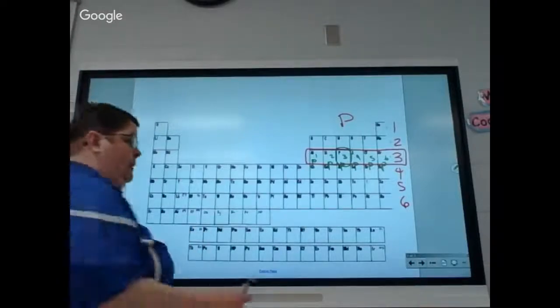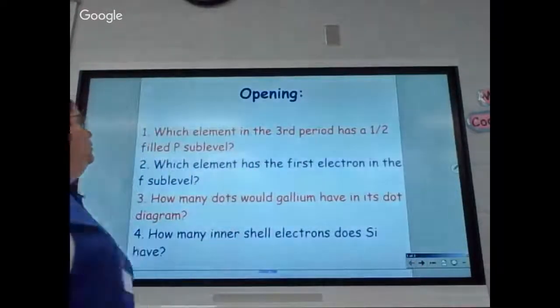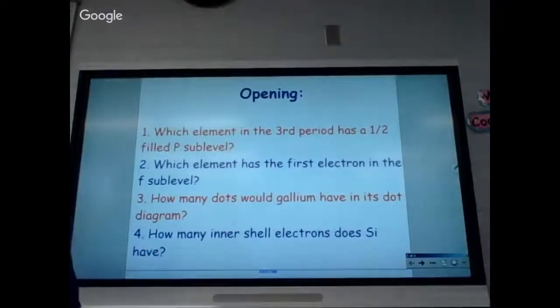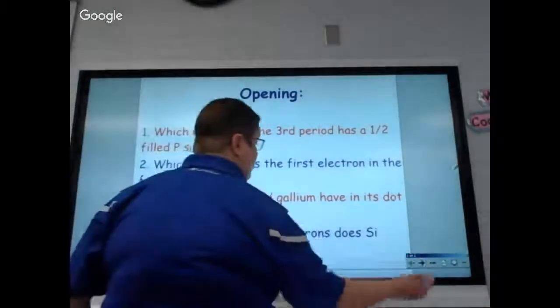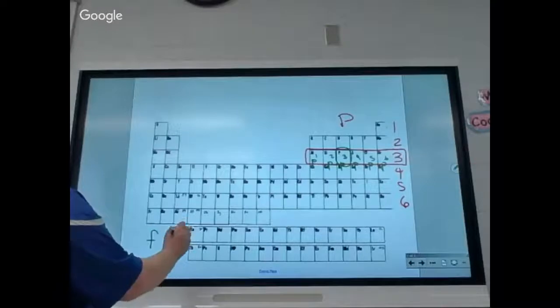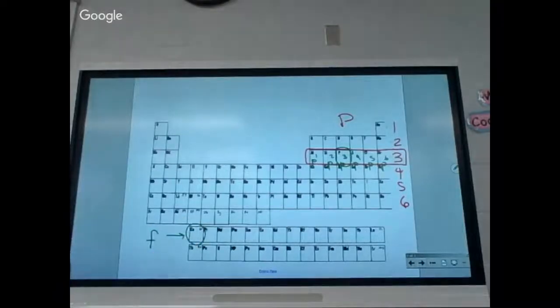Okay, all right, number 2. Which element has the first electron in the F sublevel? So who's the first one in F? All right, so if we go to F, the first one in the F sublevel, this is F, right? So CE. Everybody got CE for that one?